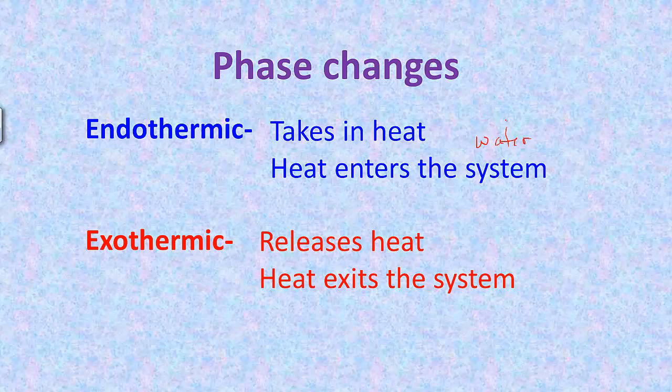So let's take water to steam. That's going to be endothermic because you have to add energy to the water to make it steam. Okay, exothermic. That would be water to ice because it releases heat. You take some water, you need to take some heat away from that to make the ice.